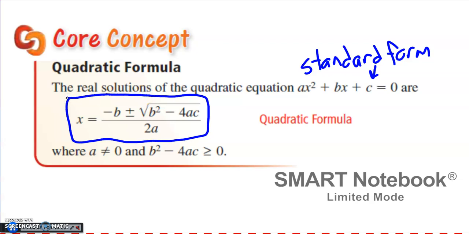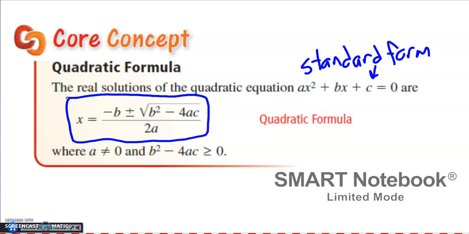So it's x is equal to negative b plus or minus the square root of b squared minus 4ac all over 2a. Okay, there's this handy dandy little tune that goes with it. x is equal to negative b plus or minus square root b squared minus 4ac all over 2a. If you can remember that little jingle, it's going to help you remember the quadratic formula.